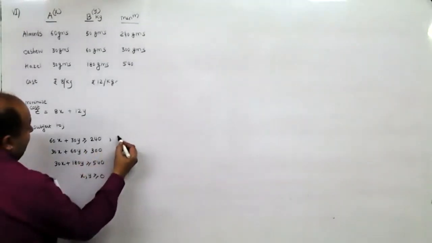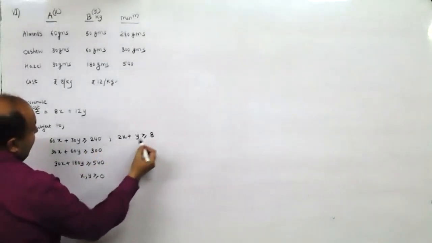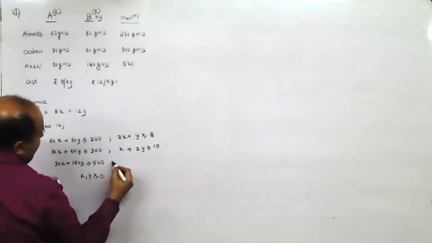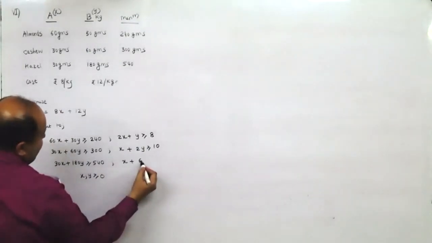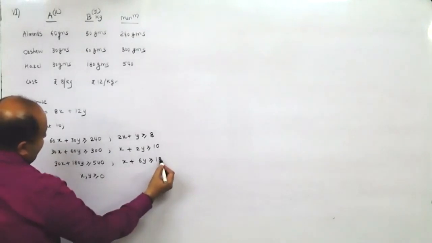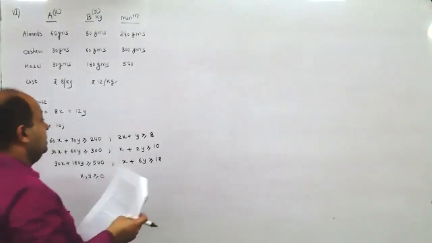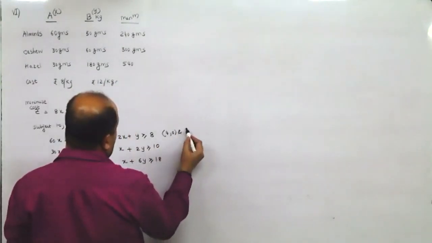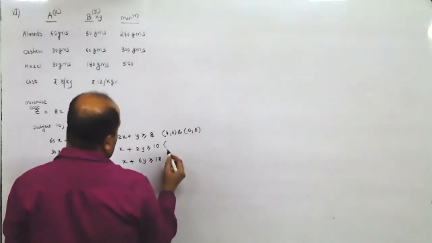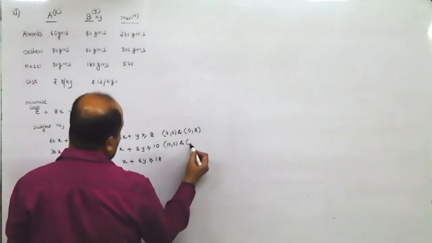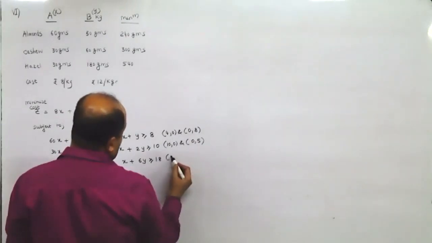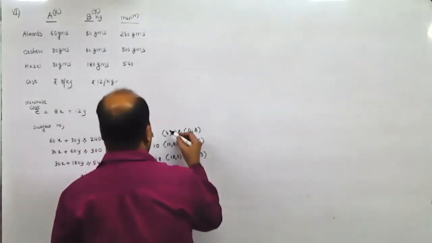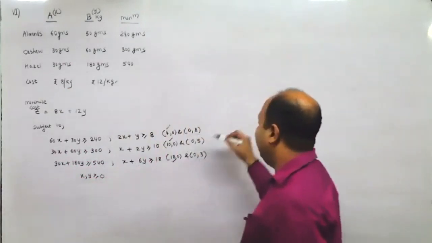Now, simplifying: 2X plus Y greater than equal to 8, X plus 2Y greater than equal to 10, X plus 6Y greater than equal to 18. When x is 4, y is 0, and when x is 0, y is 8. Here this would be 10 comma 0, and this would be 0 comma 5. This would be 18 comma 0, and this would be 0 comma 3. So this would be 4, 10, 18, and this would be 8, 5, 3.